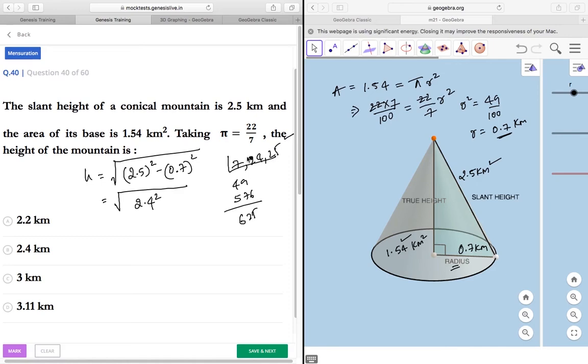So remember this, all these are very important, and it's going to save a lot of time of yours. So you have a decimal point, that's the only difference. So it is 2.5 square, or h is equal to 2.4 kilometer. Great. Next one.